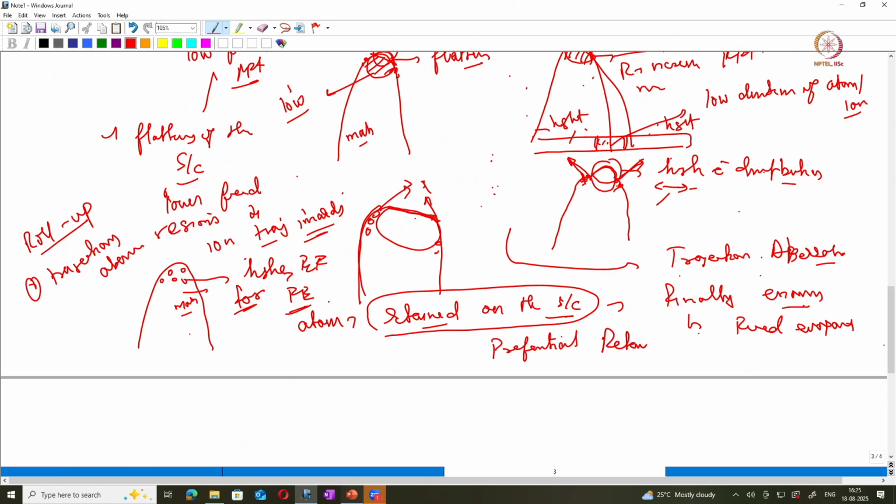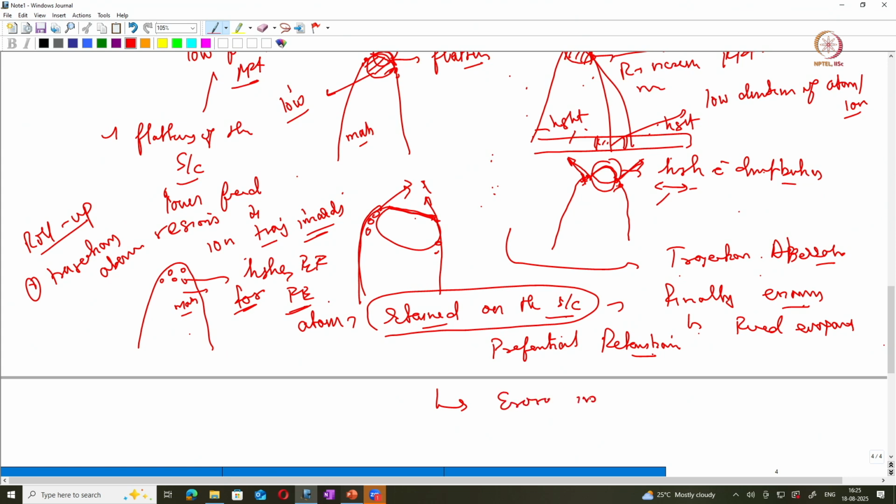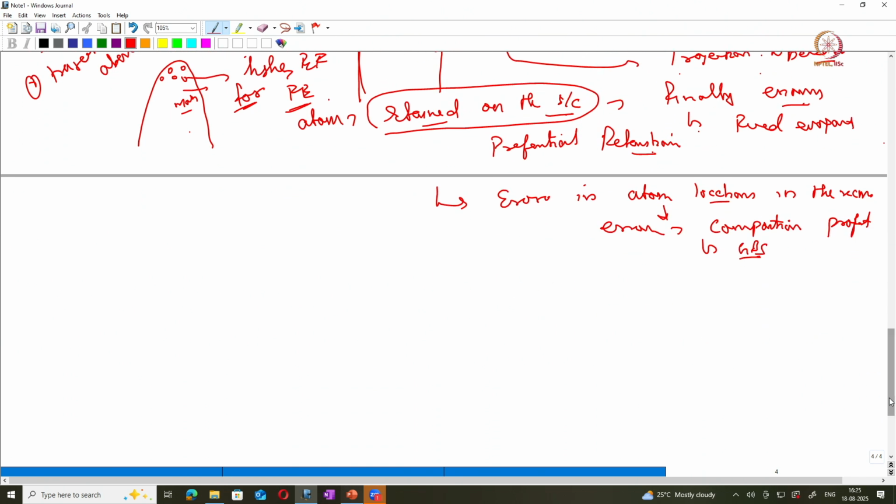Okay, and this longer stay at the surface is called preferential retention. And this preferential retention causes an error in the atom location in the reconstruction, due to which there will be an error in the composition profiles, especially in the locations where the grain boundaries are present. Correct? So this is the preferential retention of atoms.